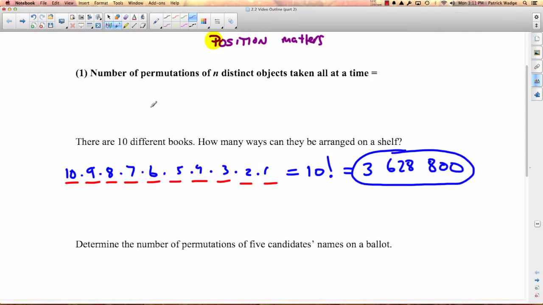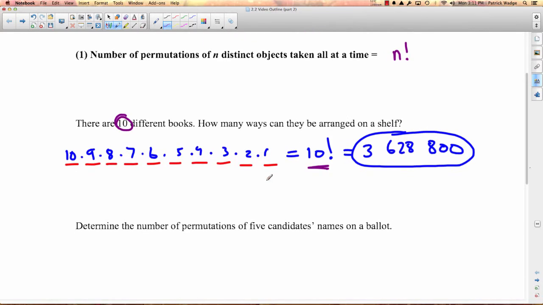So it turns out for these types of questions where you're organizing n objects and you're organizing all of them, you're not leaving some out, the equation will always be n factorial, right? In this case we were looking at 10 different books and we're arranging them all, and we end up doing 10 factorial.